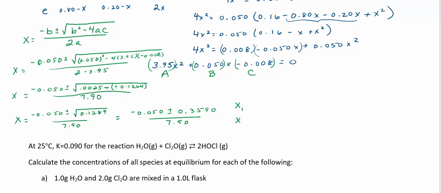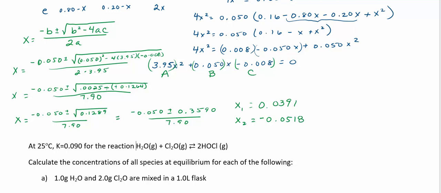So now we can solve for our x. So we're going to have two x values. I'm first going to take a negative 0.05 and I'm going to add 0.359 and then divide it by 7.9. So I get my first value of 0.0391. And for my second value, I'm going to take my negative 0.05 and I'm going to subtract 0.359 and then divide that by 7.90. And I get a negative 0.0518.